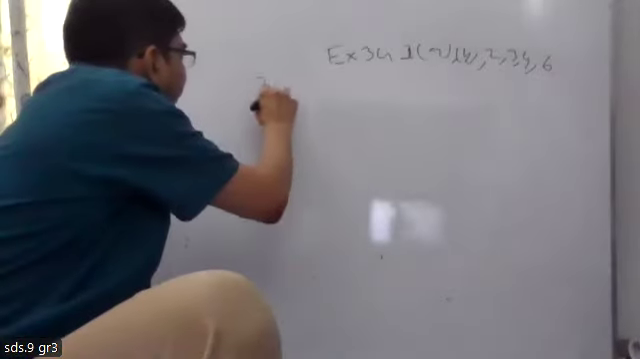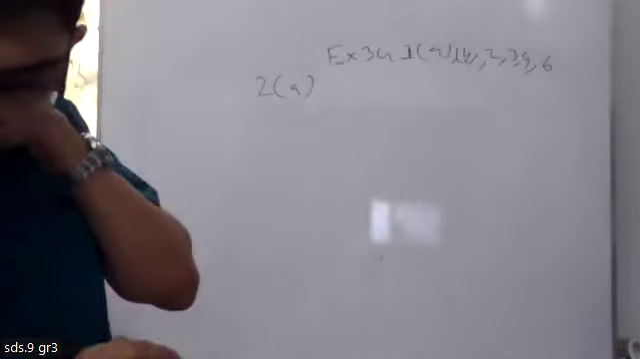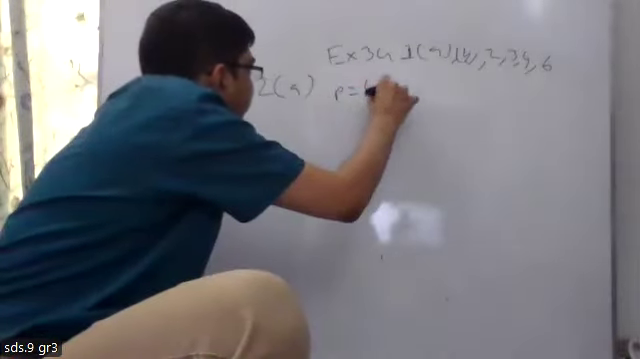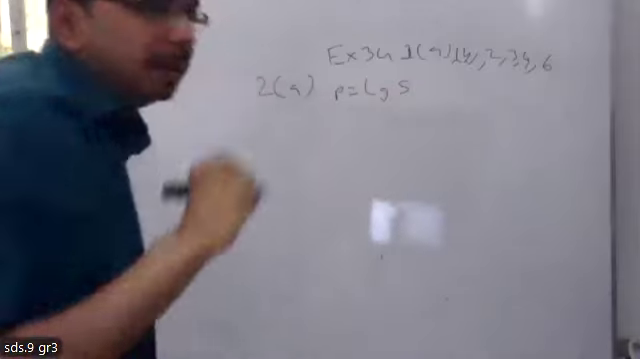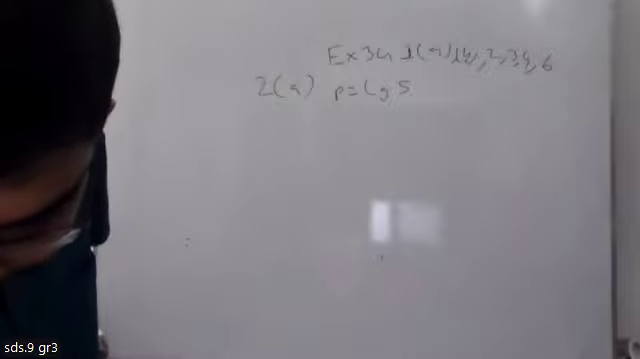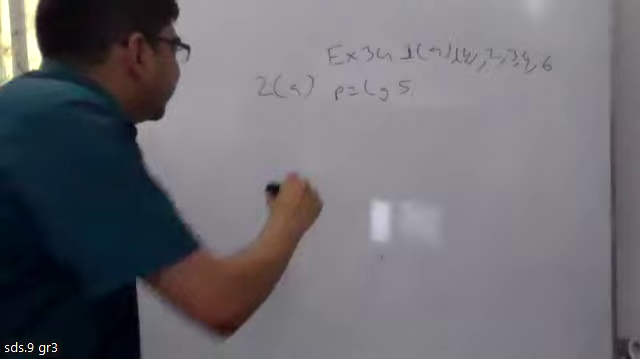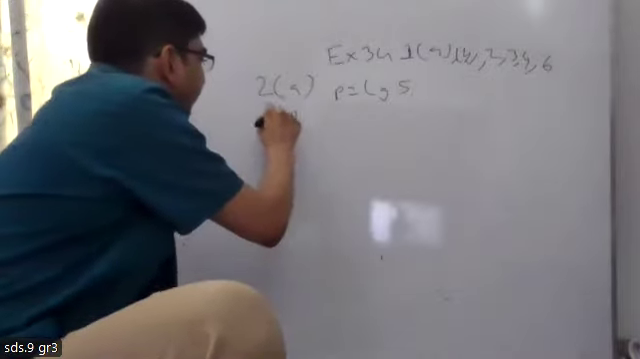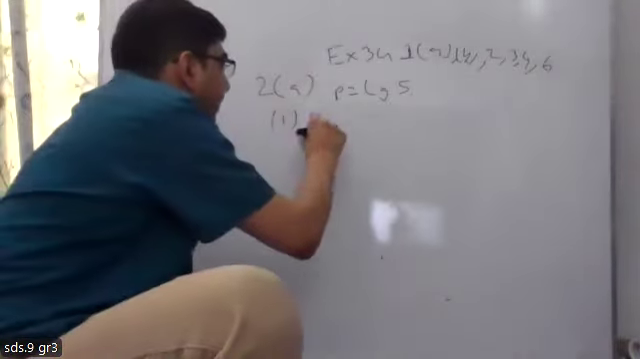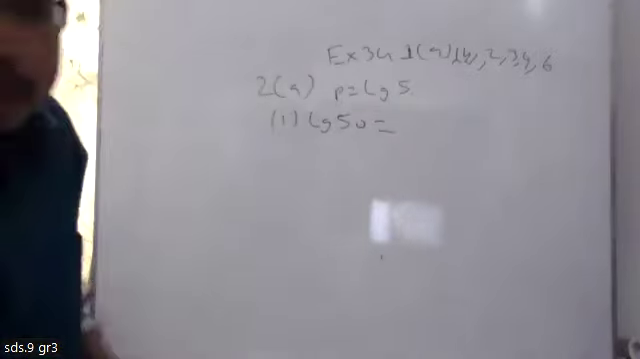Question number 2A, A and B, they are related. So I'm assuming all of you have the book. P is equal to LG 5, that is base 10. Now, in terms of P, you have to express certain things. For example, number 1, they said log 50.